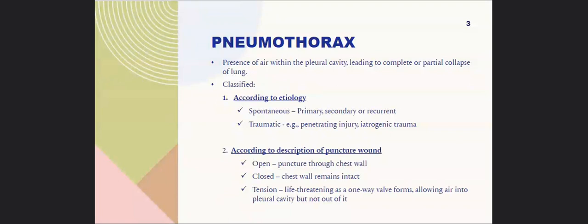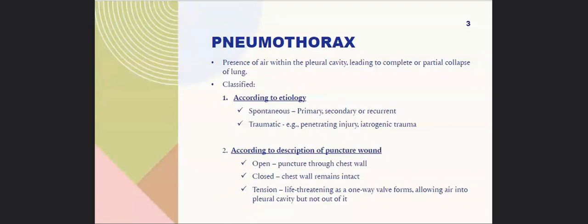Starting with pneumothorax, pneumothorax is characterized by the presence of air within the pleural cavity, leading to either a complete or partial collapse of the lung. It can be classified according to etiology, in which case it's divided into spontaneous and traumatic pneumothorax. Spontaneous itself is further divided into primary if there is no underlying lung disease, secondary if there is some underlying lung disease, for example, COPD, and recurrent pneumothorax. Traumatic could be because of some penetrating injury or iatrogenic trauma.